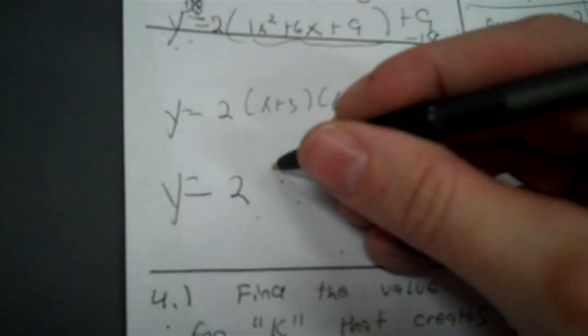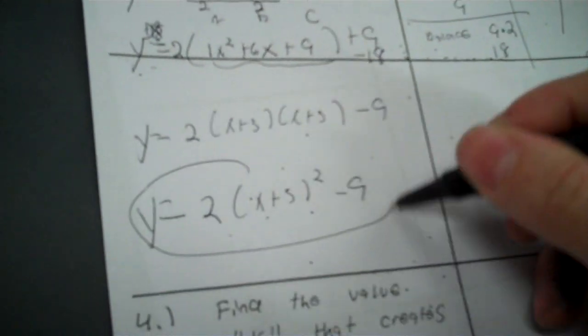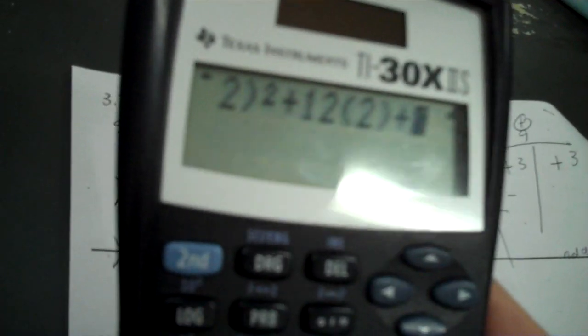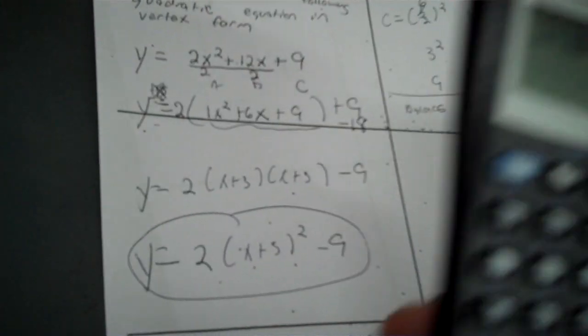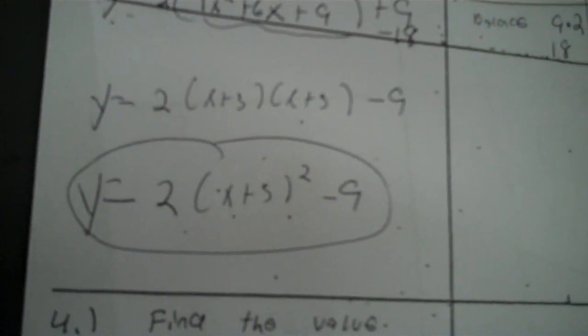The heavy lifting's done at that point. So 2x plus 3 quantity squared minus 9. Again, for those wishing to check their answer for accuracy, pick a number. We'll put 2 into the original, into the standard form quadratic equation. And I got 41. Now I put 2 in here. 41. Okay. You don't have to do that. It's just me checking for accuracy.